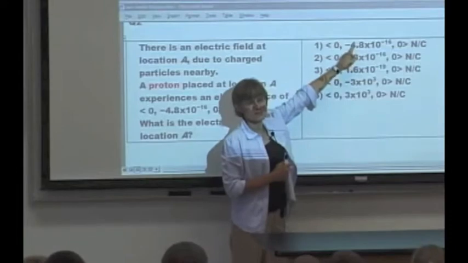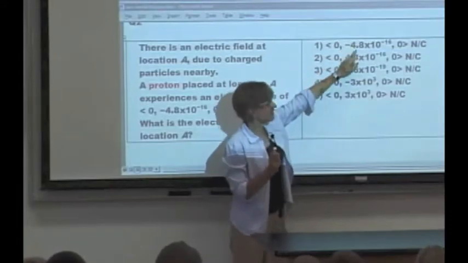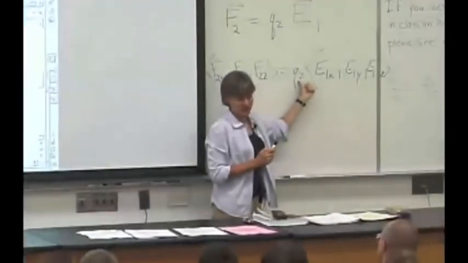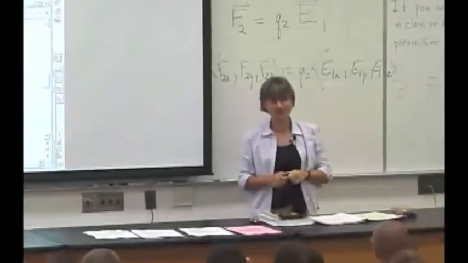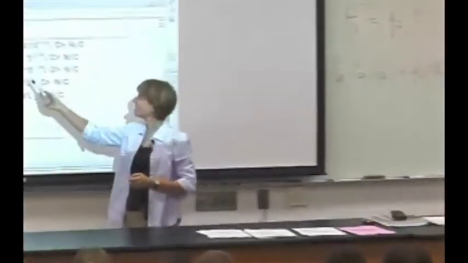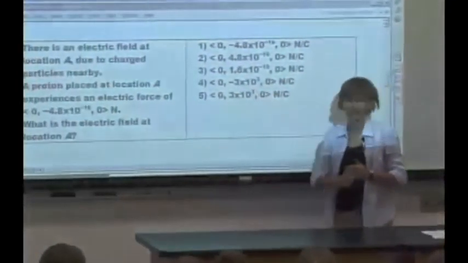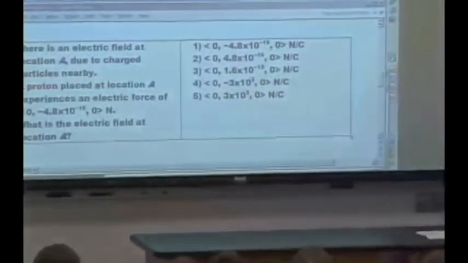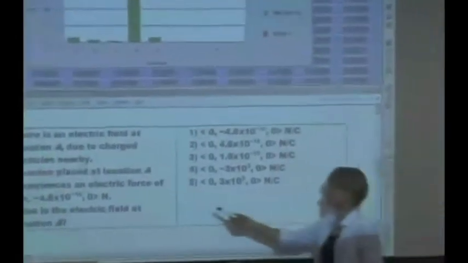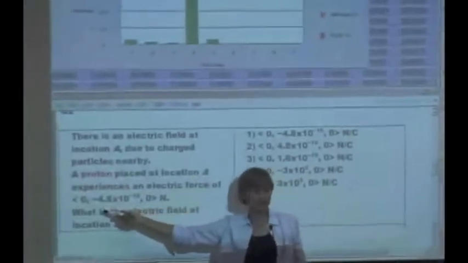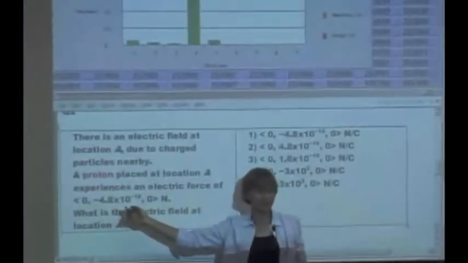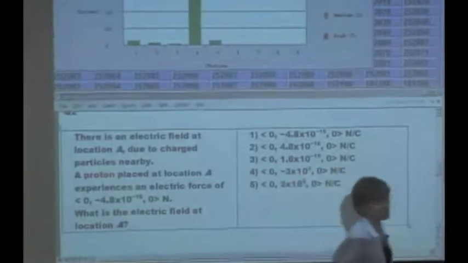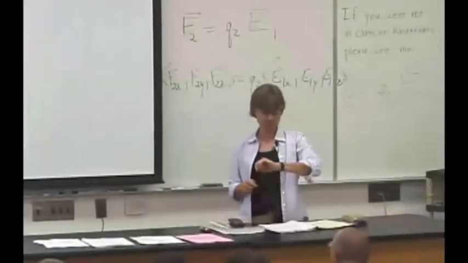This one, you forgot to take into effect the fact that there's this q here, right? So you have to divide by q. And so I believe that 4 is the right answer. We have negative 4.8 times 10 to the minus 16 divided by positive 1.9 times 10 to the minus 19th, and we get a negative 3 times 10 to the third newtons per coulomb. Okay?